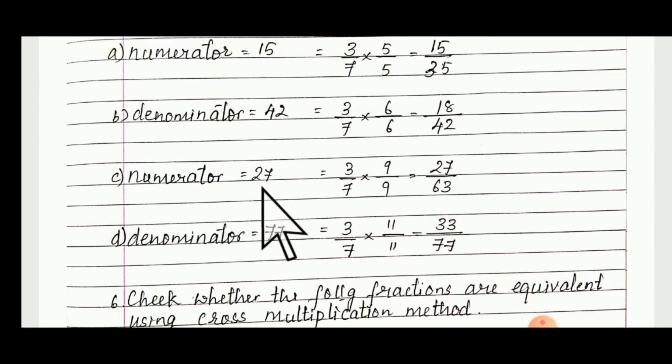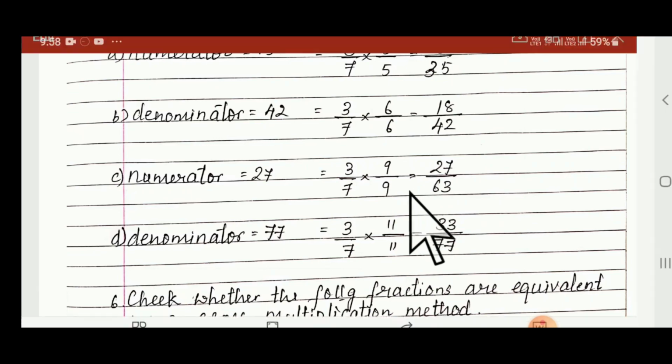Similarly, numerator 27. What is the fraction? 3 by 7. And how much you have the numerator? Numerator as 27. Below also you have to keep blank. You need to find. 3, how many is 27? 3 9s are 27. If numerator is 9, denominator also must be 9. 7 9s are 63. The answer we are going to get is 63.